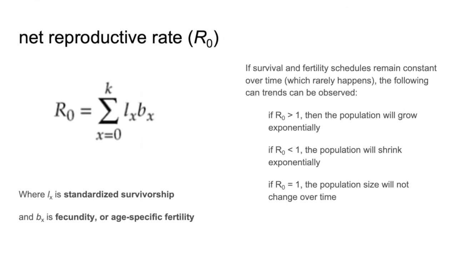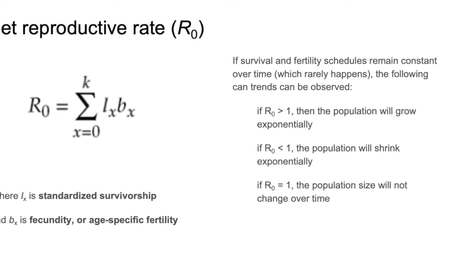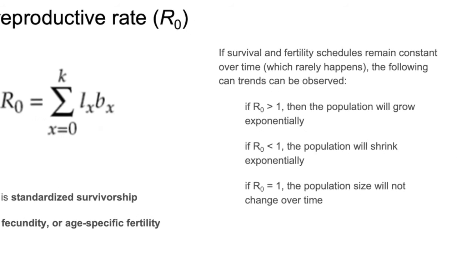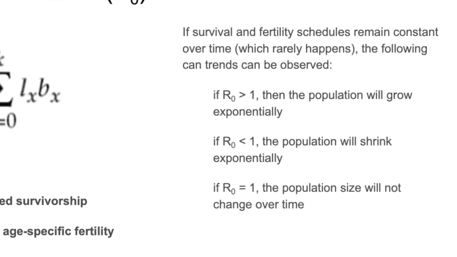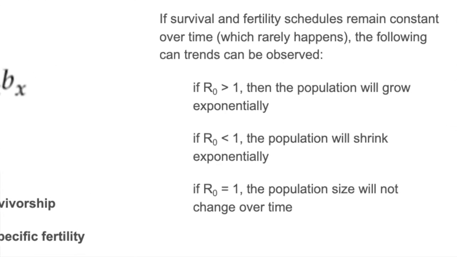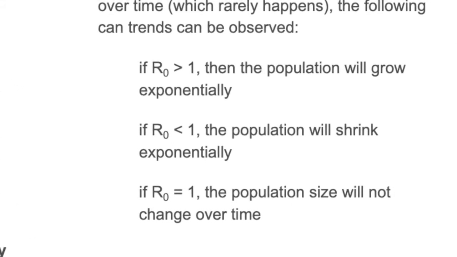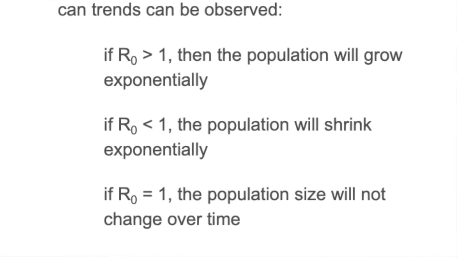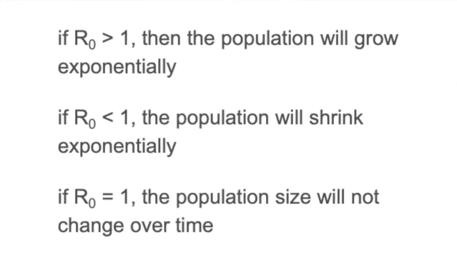If your net reproductive rate is greater than 1, then this implies that your population will grow exponentially. If your net reproductive rate is less than 1, then it implies that the population will shrink exponentially. If it is close to or equal to 1, then the population size will not change over time. And this means that the population size is stable.